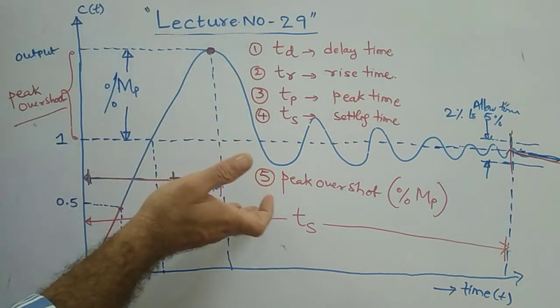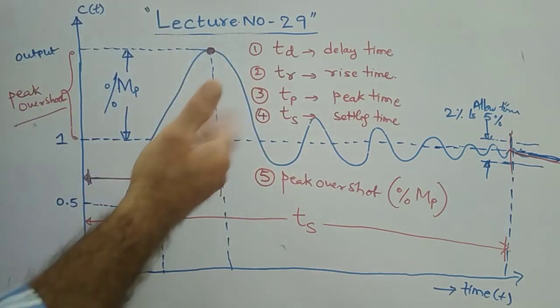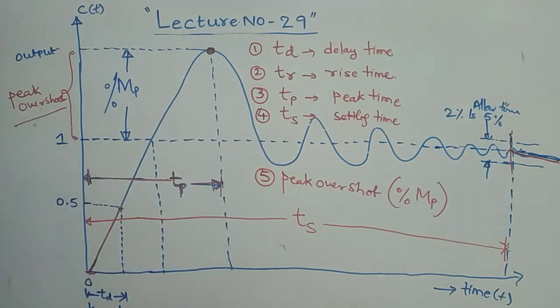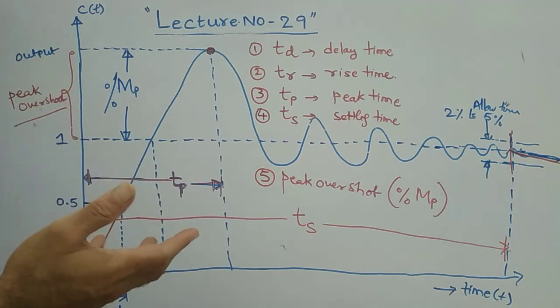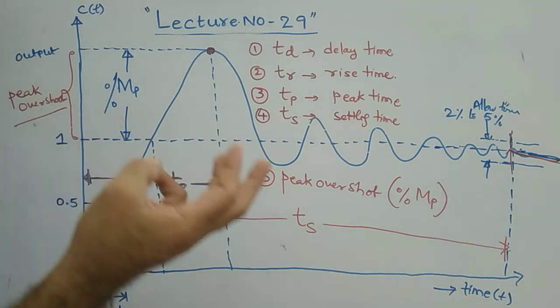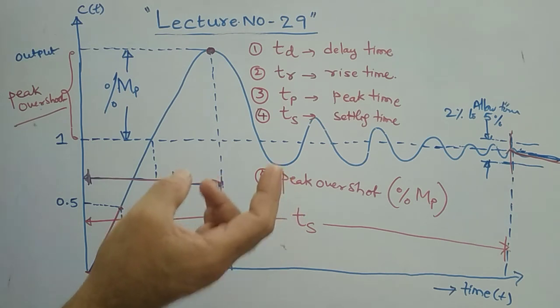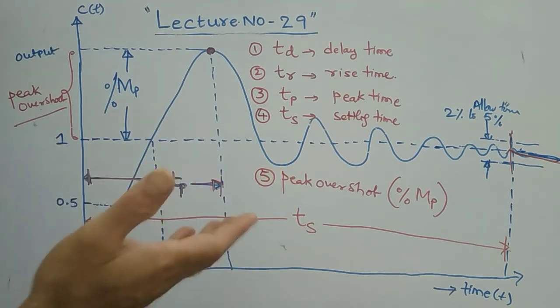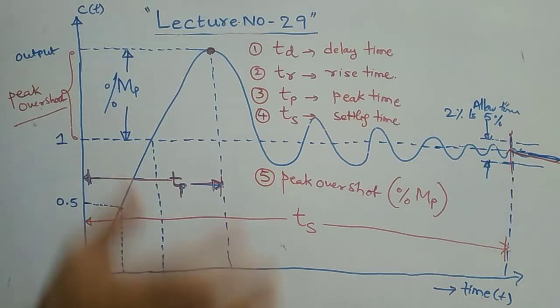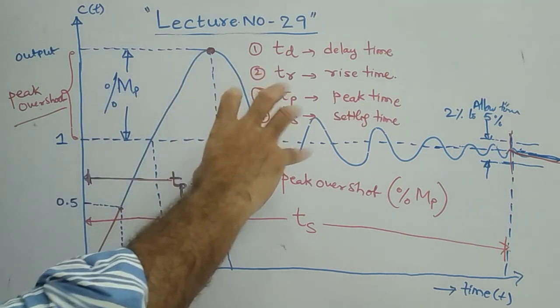Just before this, I explained the response and its derivation. Don't worry about the derivation; it will not be asked in the examination. You just remember the expression of C of t. What is the formula for omega d? What is the formula and definition of zeta? What are the various values of zeta? This response is very important.